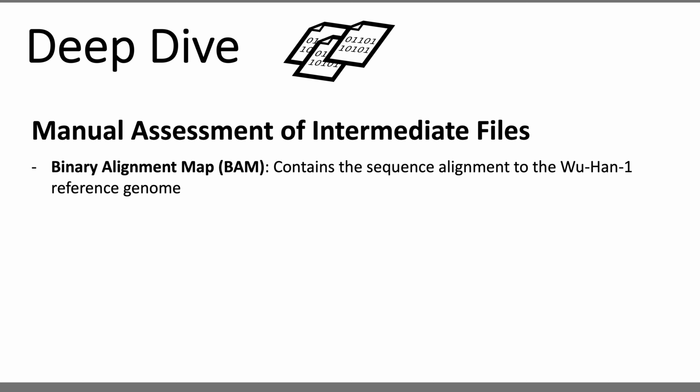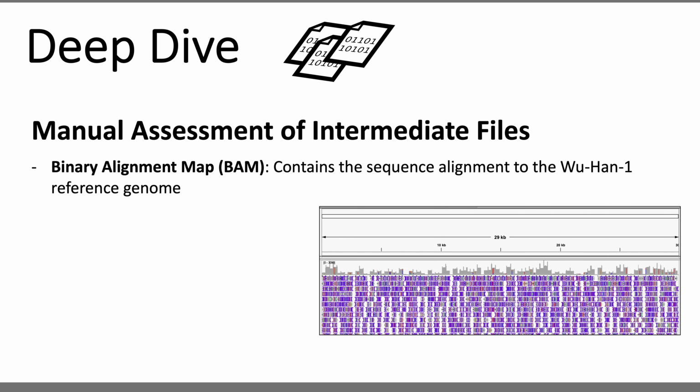And so the first one we're going to look at is the binary alignment map file, or BAM file. This file is generated when performing the actual alignment itself and contains all of the information regarding read alignment to the Wuhan-1 reference. And these files can be visually inspected by commercial software such as Geneious or CLC Workbench, or by free software such as IGV, the Integrative Genomics Viewer. And here's an example of what some ONT data looks like in IGV. You can see on the bottom part here is the actual read data mapped along the Wuhan-1 reference.